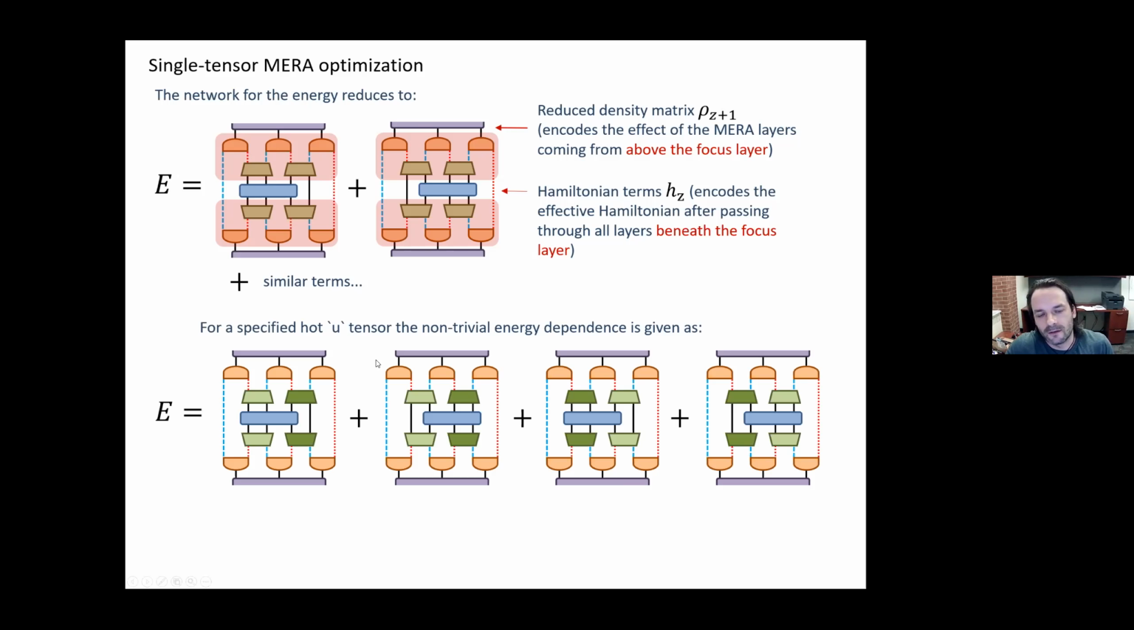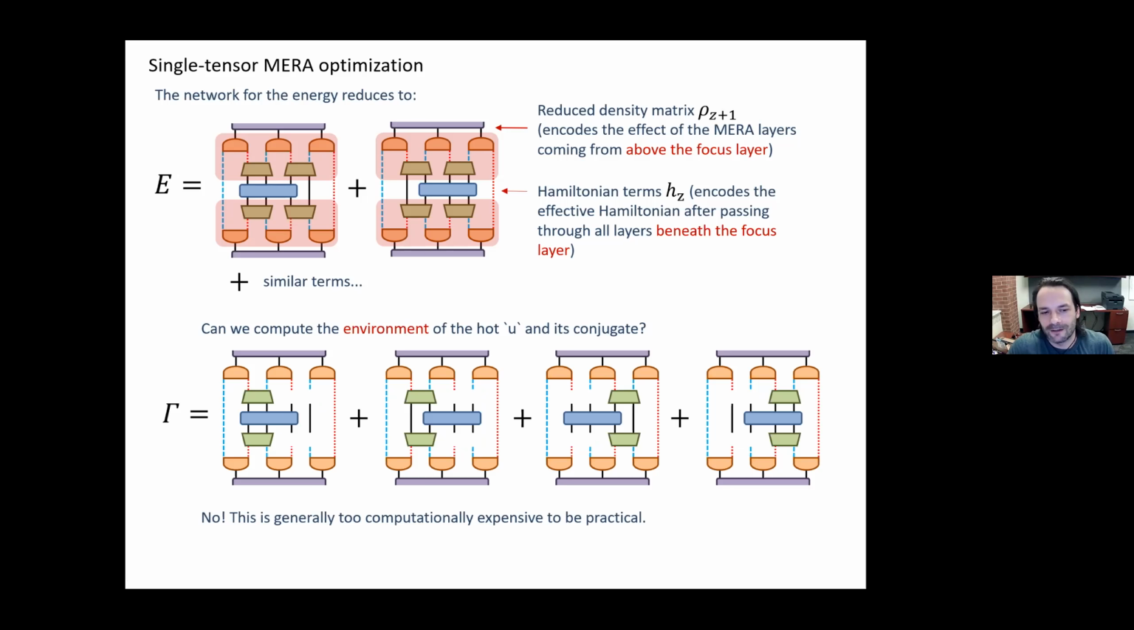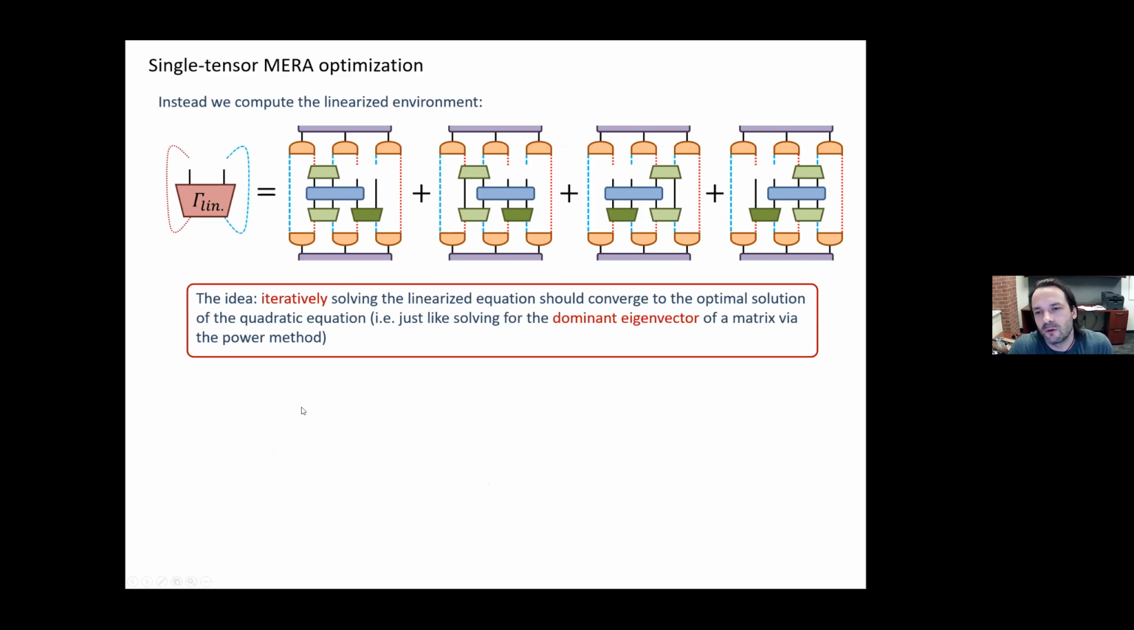And then if I want to evaluate a single tensor, I can do this trick of computing the single tensor environments. Here, for the energy for a single U, I've written out all of the non-trivial contributions. Can I take the environment of the U and its conjugate together? Unfortunately, the answer is generally no, in that taking the network that I get from removing the U and its conjugate is very expensive. So in practice, what we would do is take instead a linearized environment.